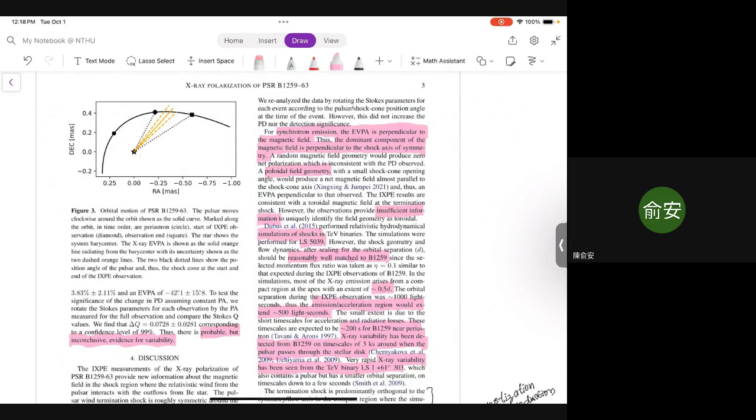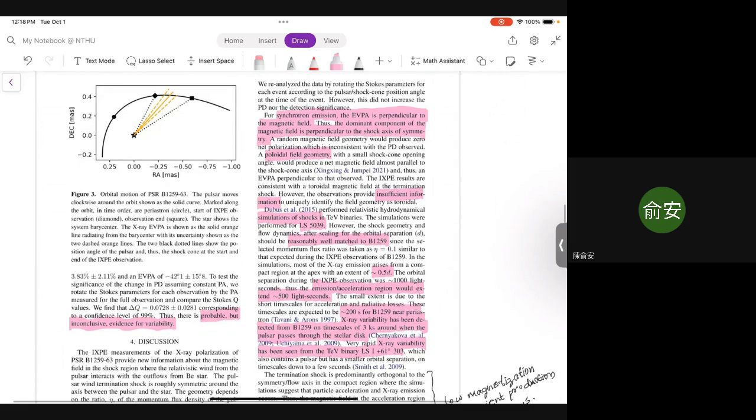And for synchrotron emission, EVPA should be perpendicular to the magnetic field. So here it is true when we look at the geometry. So they are sure that this is produced by synchrotron emission. Then poloidal field geometry can also produce this kind of effect, but there is no sufficient information that it can produce that.